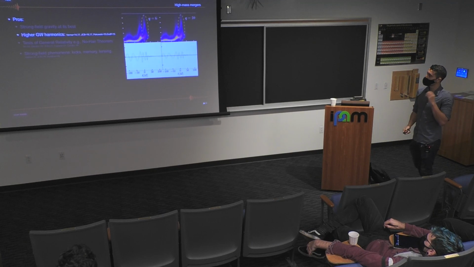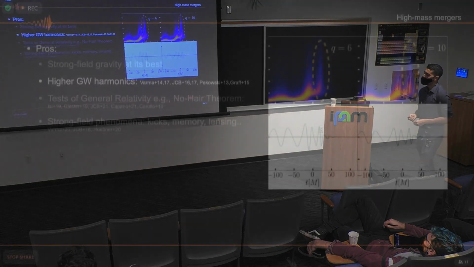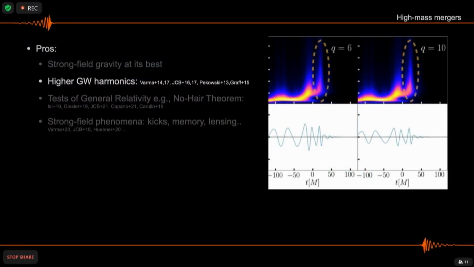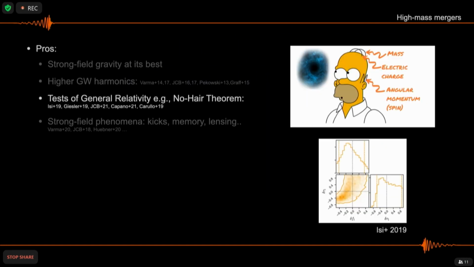Most of these events, or some of these events, may display higher gravitational wave harmonics, because this gets triggered during the merger and ringdown, mostly. And then you have access to very fancy waveform morphologies that are quite different from the typical exponentially decaying ringdown. Because there are higher harmonics and you have strong gravity at its best, you may do a quite strong test of general relativity.